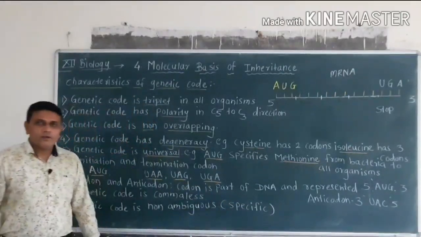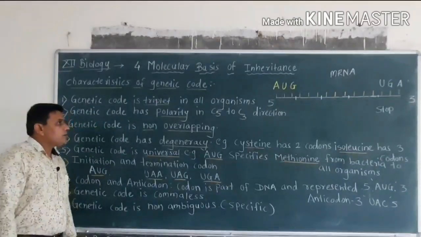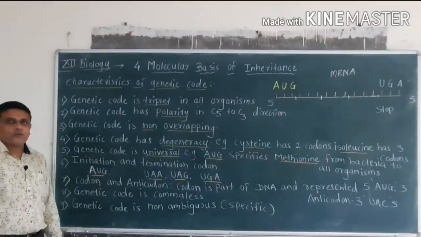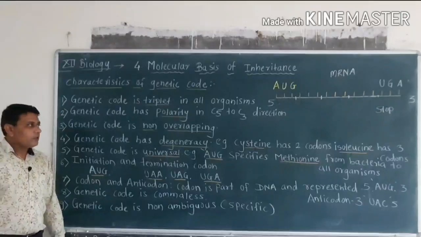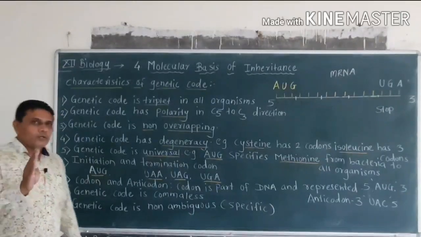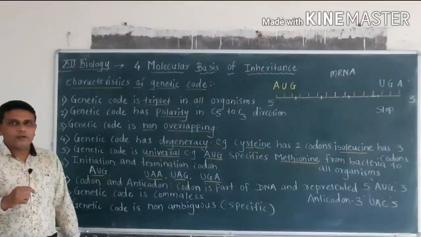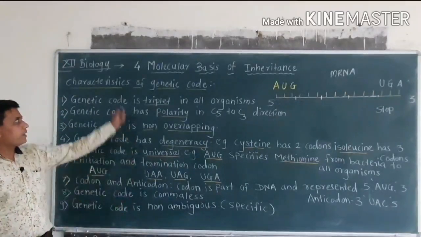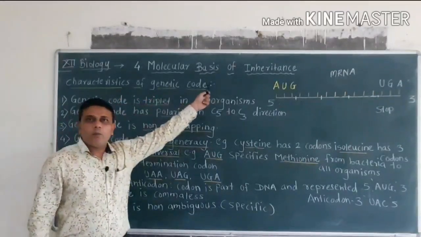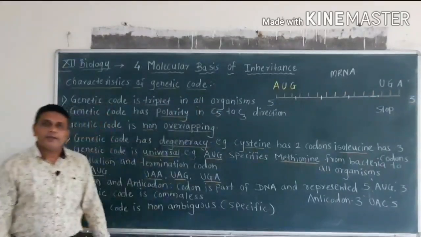So here we have seen the different characteristics of genetic code. So in our next session we will learn the remaining topics from the chapter number 4, that is molecular basis of inheritance.